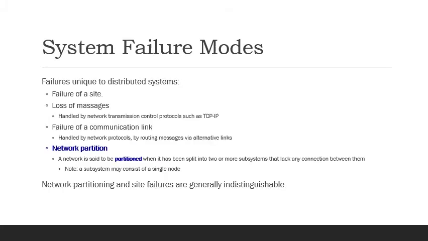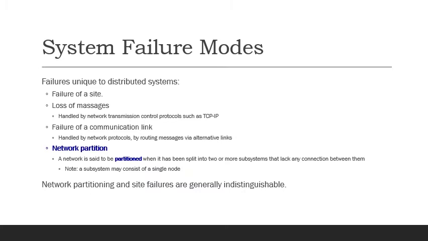Now let's see the system failure modes. A distributed system may suffer from the same types of failure that a centralized system does. For example, software errors, hardware errors, or disk crashes. There are, however, additional types of failures with which we need to deal in a distributed environment. The basic failure types are failure of a site, loss of messages, failure of a communication link, and network partition.